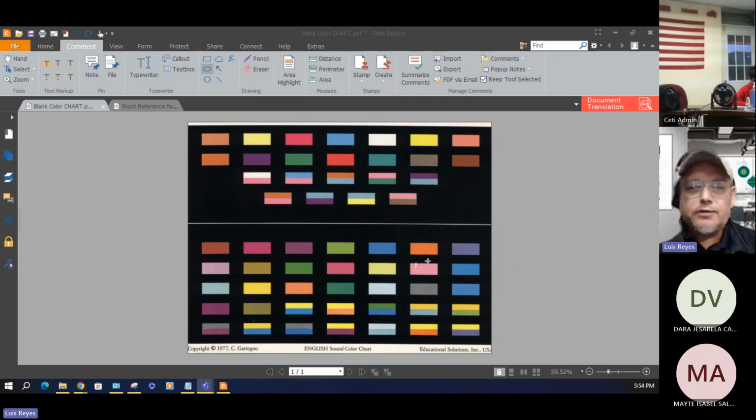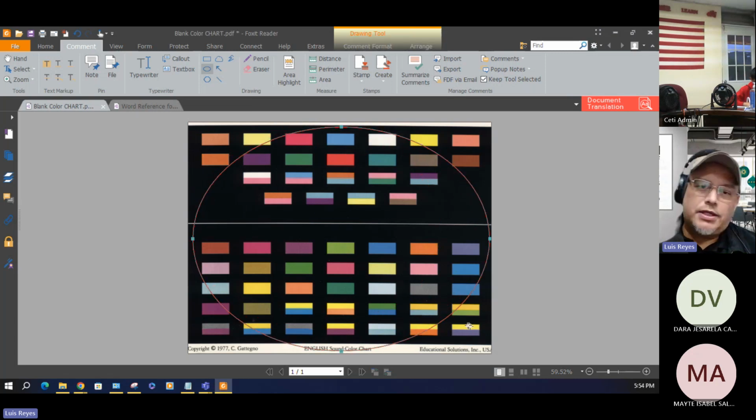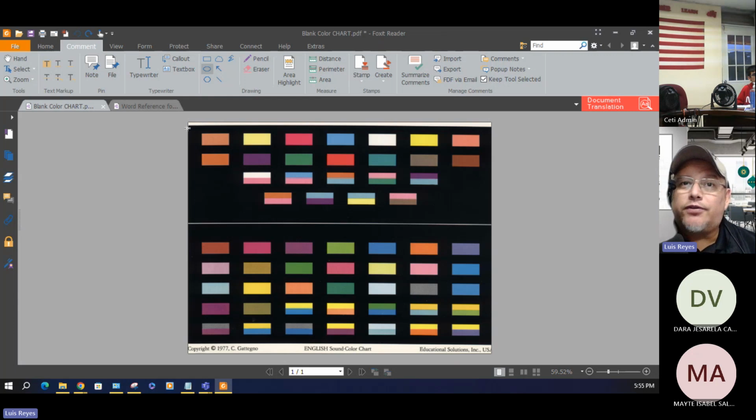As you can see right here, we are looking at the phonetics blank color chart. We call it the color chart. And it has a total of 58 squares. Each square is a sound. So there's a total of 58 sounds in English, although there are 26 letters in the English alphabet from A to Z, but there are 58 sounds.